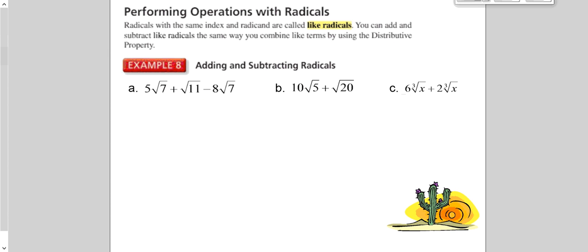All right, we're going to jump to example 8. I may or may not come back to example 6 and 7. Let's see how long this takes.